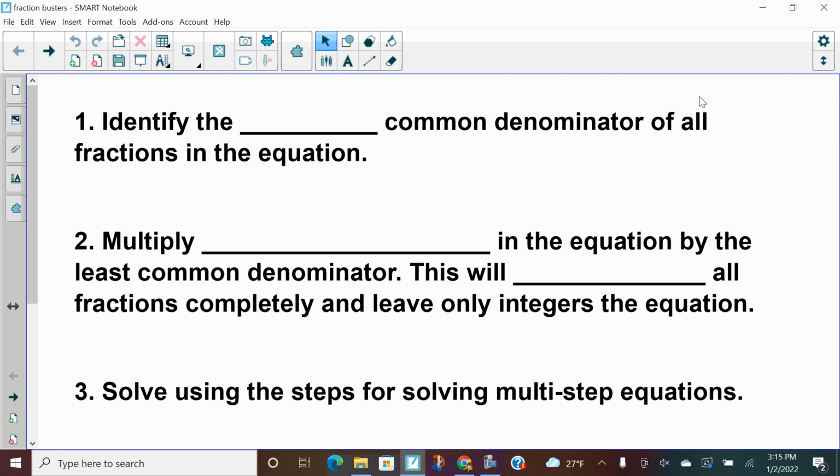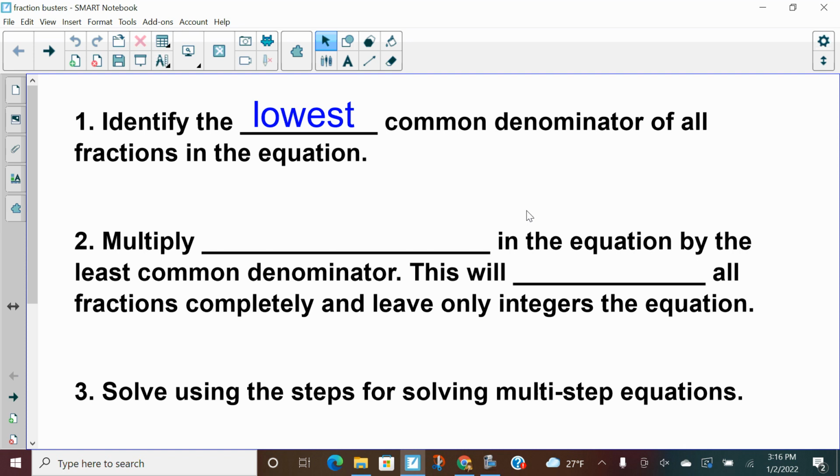This video is going to help you review how to use fraction busters, which is what we were working on right before we left for winter break. So step one of doing fraction busters: first thing we're going to do is identify the lowest common denominator of all the fractions in the equation.